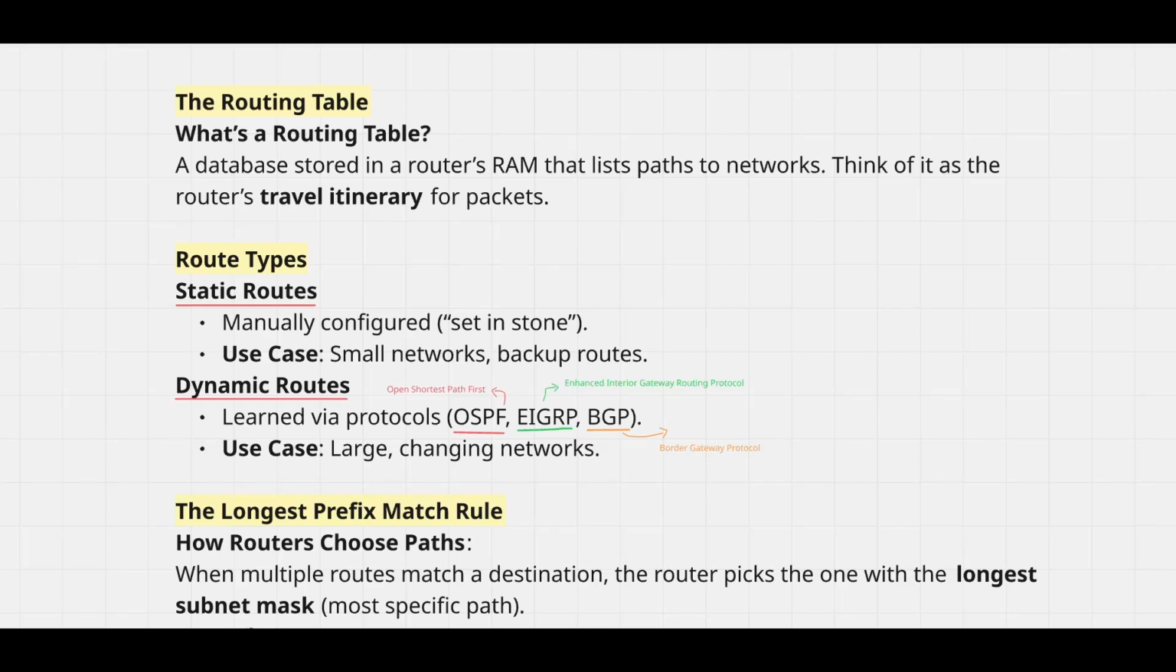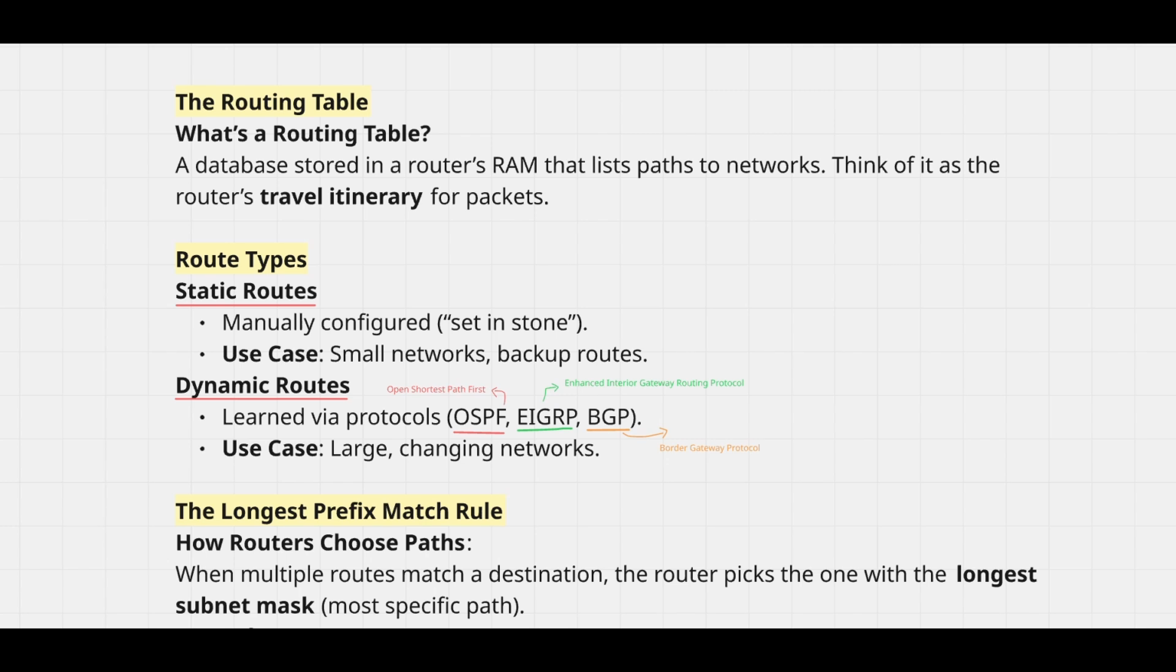The routing table. What is a routing table? A database stored in a router's RAM that lets it pass packets to networks. Think of it as the router's travel itinerary for packets. Route types: static routes and dynamic routes.